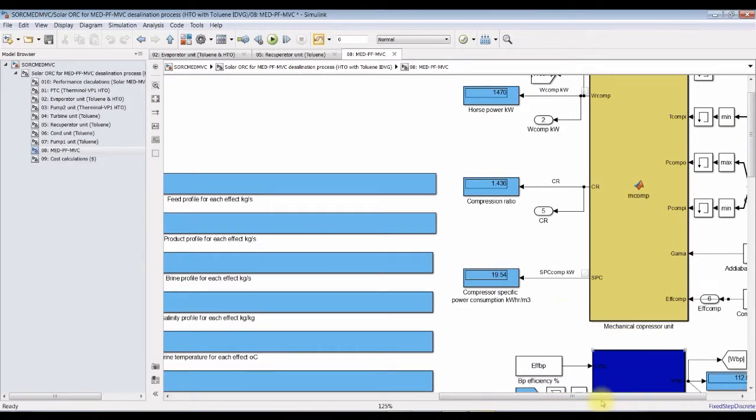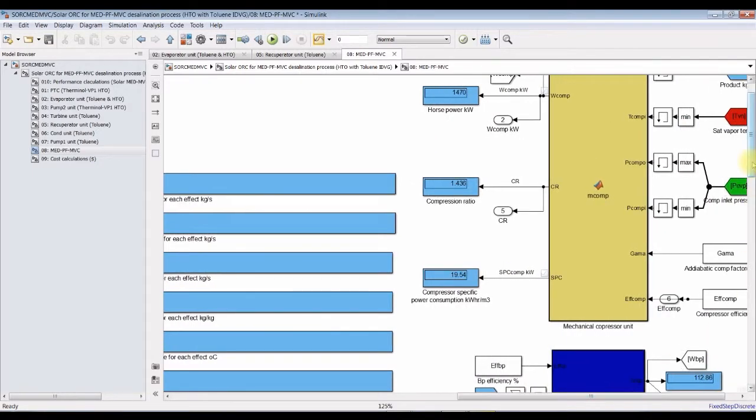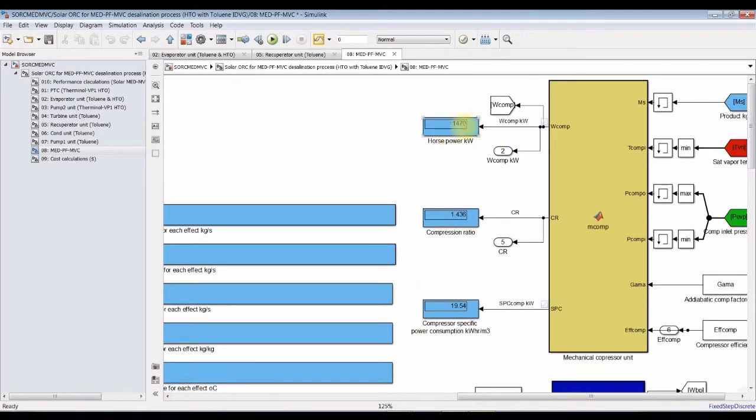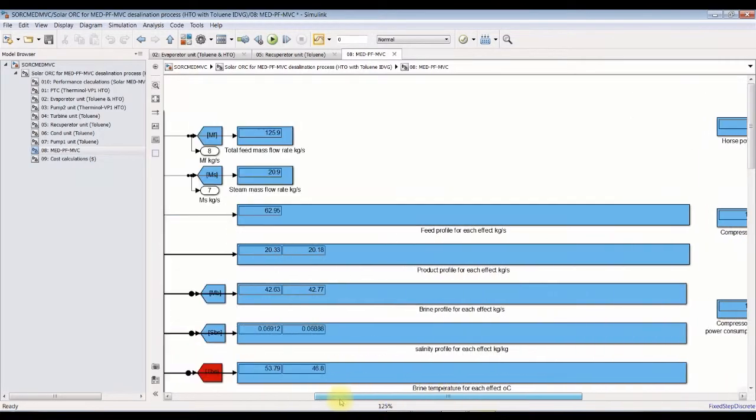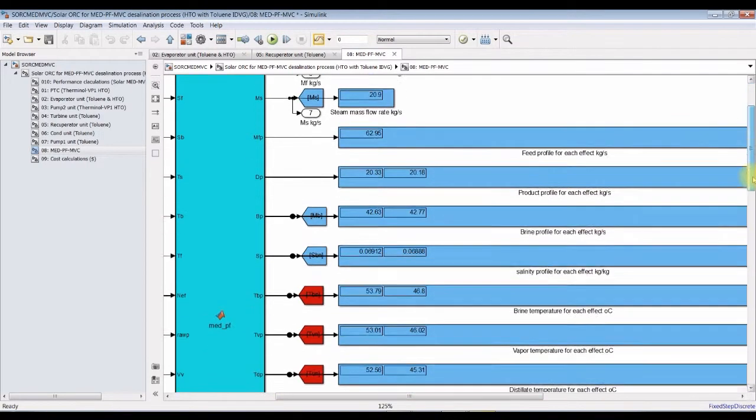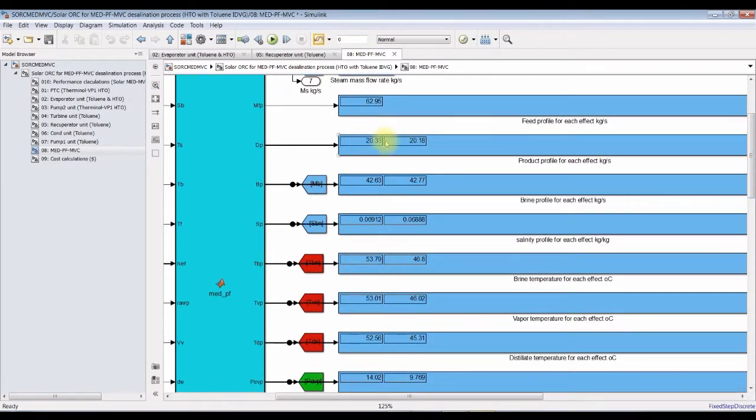Our compressor is going to consume around 1,400 kilowatts of power in order to desalinate 3,500. This compression ratio is around 1.436. Okay, and we are going to utilize two effects. This is effect one, thrust effect for distillate profile, brine profile, salinity profile, and so on.